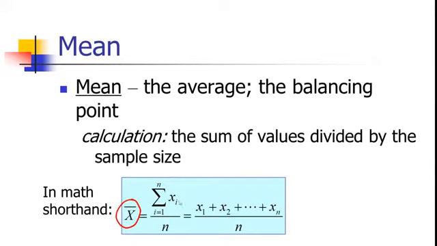I'm representing each observation as xi, so that x1 would be the first observation, x2 is the second, etc. And this just says add up all of those observations. And then we divide by n, the total number of observations, and over here is a longer way to write that.